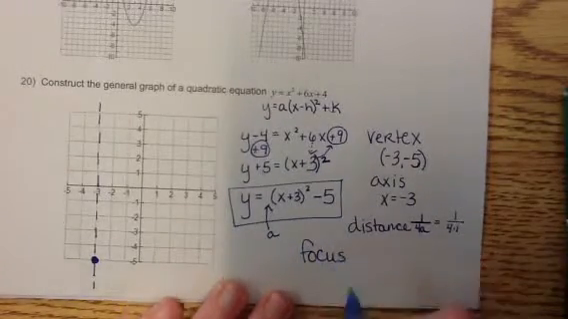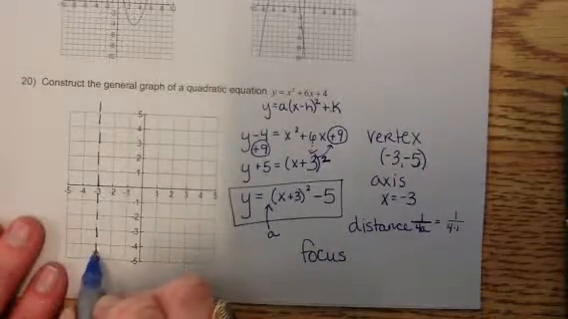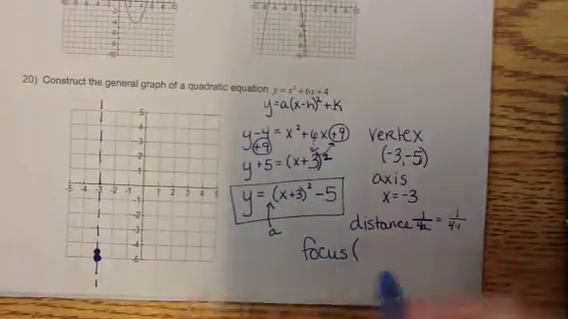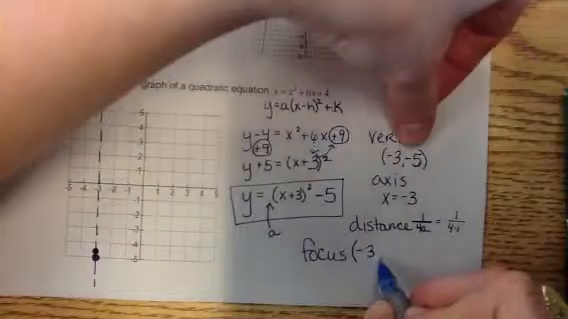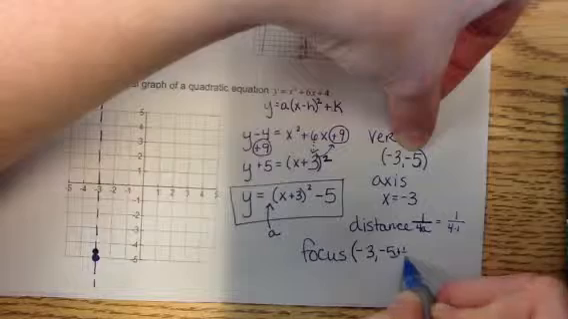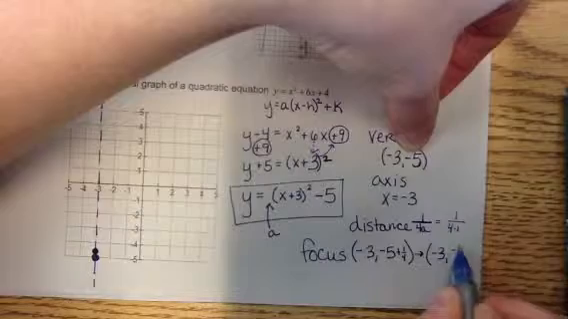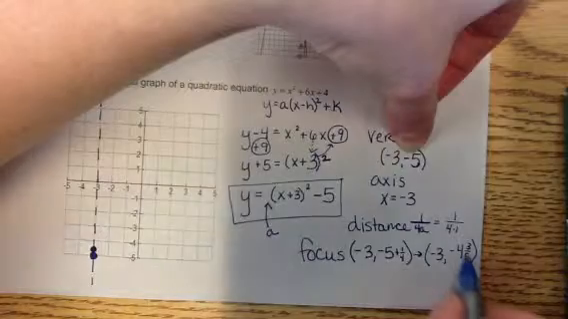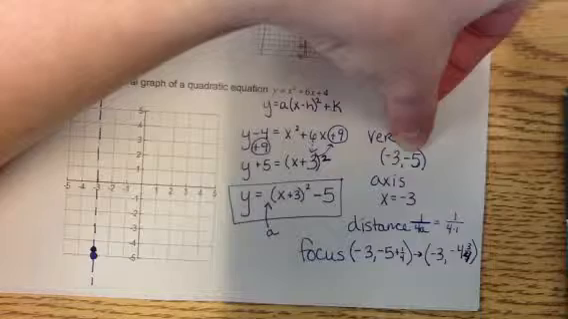For the focus, you add the distance. So if the distance is 1/4, we add it to the vertex. So that's graphically what it looks like. Numerically, we use the vertex, which is negative 3, negative 5, and on that negative 5, we add a 4th. We would never leave it like that. We do want to simplify. So it's negative 3, negative 4 and 3/4. That's the point we've already graphed on our coordinate plane.